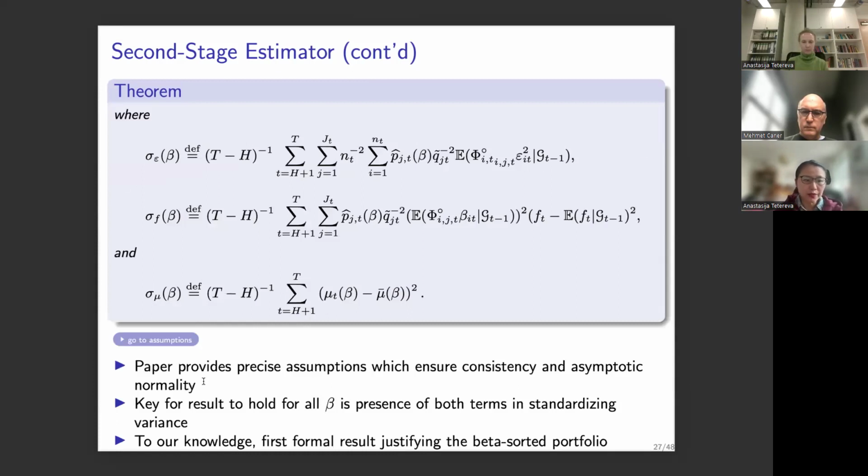The paper provides precise results ensuring consistency and asymptotic normality. The key for the result to hold is the presence of both terms in the standardization of variance, and to our knowledge, it is the first formal result to justify beta-sorted portfolios.